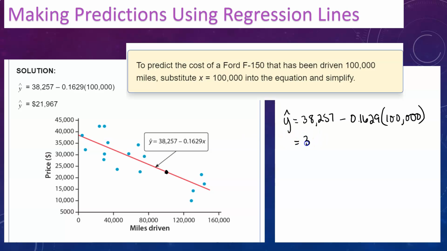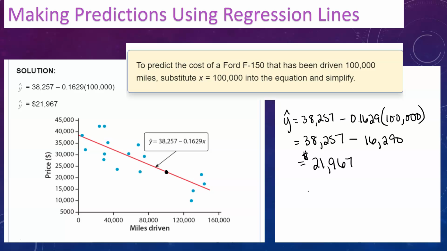I get that the original price for 0 miles was $38,257. It's going to go down after 100,000 miles by 16,290. So we're going to subtract those, and I get $21,967. So my predicted cost for a truck that has been driven 100,000 miles is $21,967.